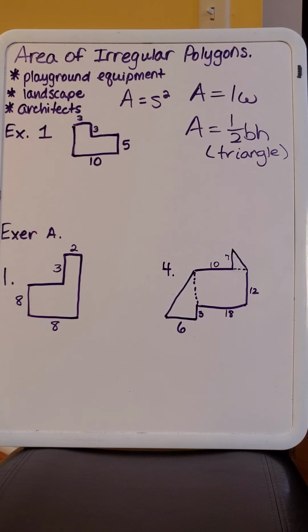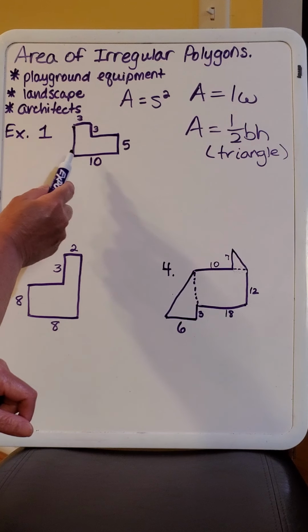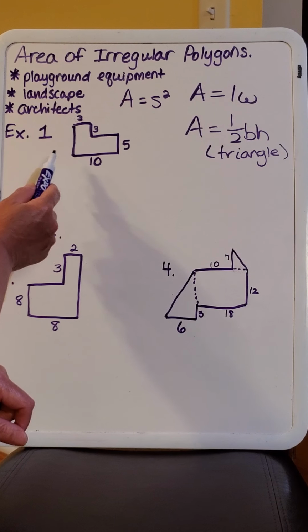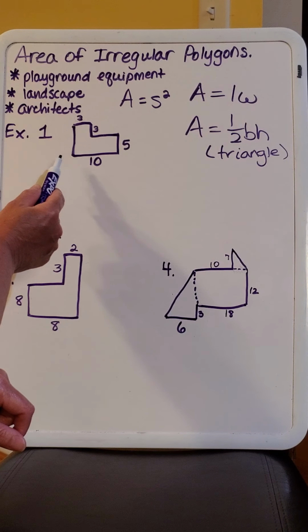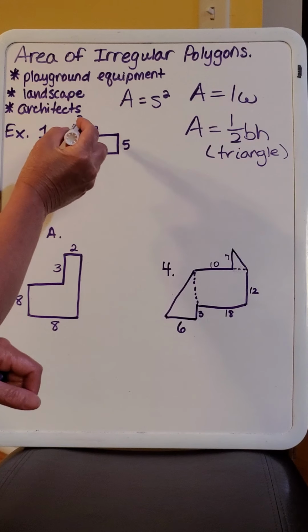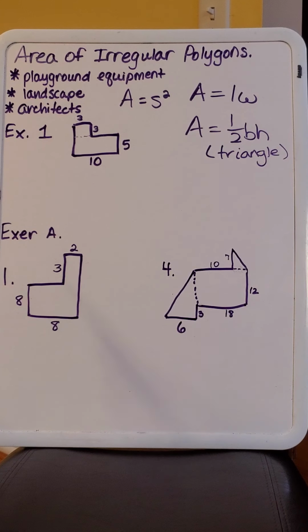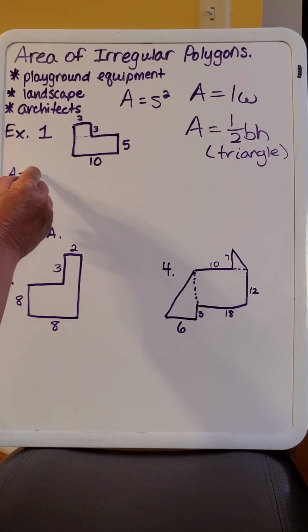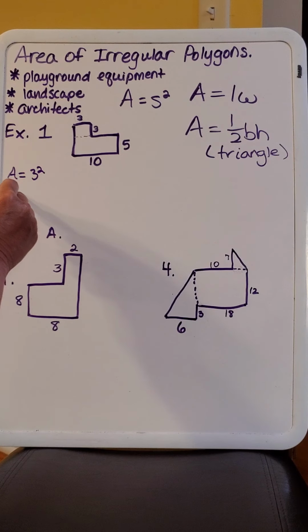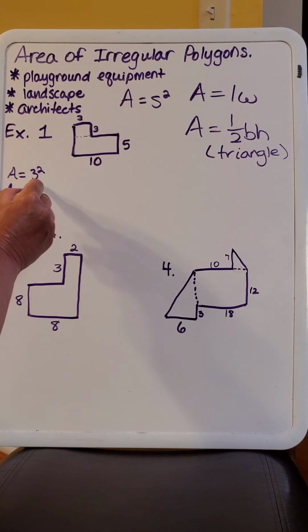So for the example on page 258, you're trying to figure out what shape that is, but what I want you to see is that it's really two shapes there. If I take my marker and go across there with the dotted line, I now have a square and a rectangle. So there's actually two shapes there. I'm going to find the area of the square first. Area is equal to 3 squared, and that's going to be 9.